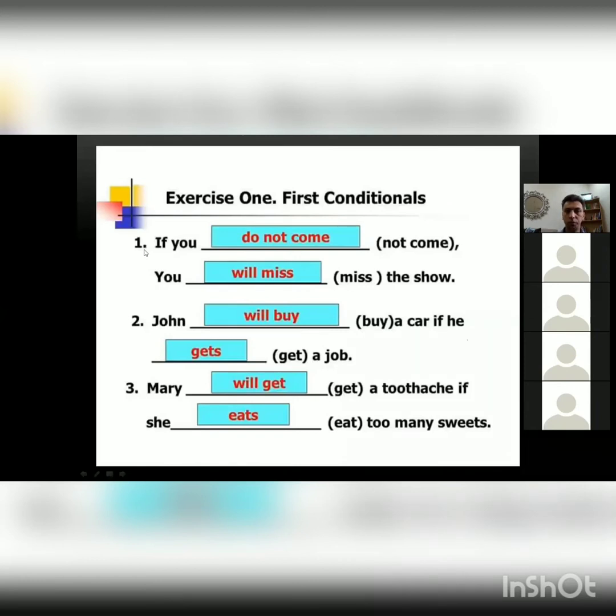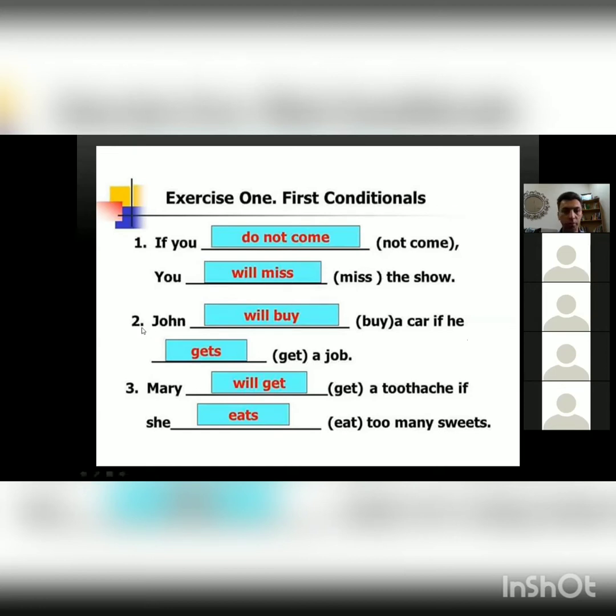That is number 1. If you, in brackets, not come, the second sentence after the comma, you will, in brackets, miss the show. That is the first sentence. If you do not come, you will miss the show. Because here we have the negative form, and that is present simple. With you, you know that we use do not, or don't, come, that is the base form. For the second clause we should use will, because this must be future simple.